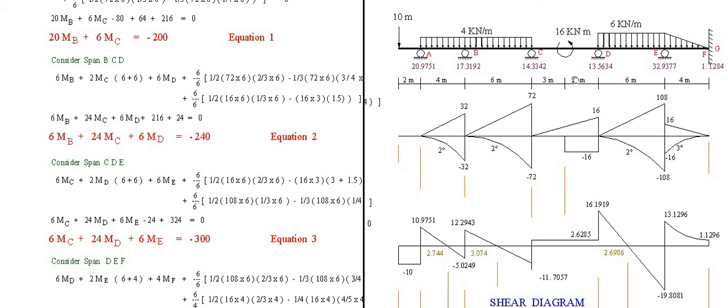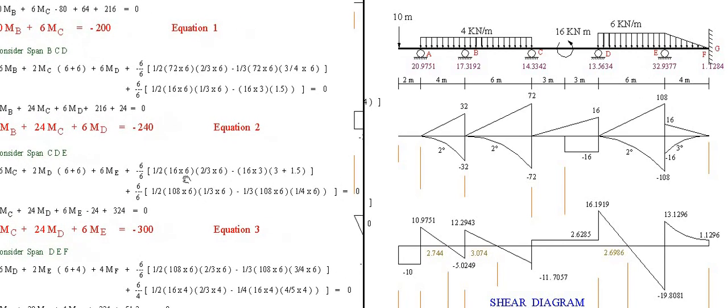Then the sum of the two spans, 6 plus 6. Then the moment on the right of CDE, or E, times span 2, or 6. Then the constant 6 over L1 for the first span, or 6. Then the area is, okay, CDE. This is a triangle, 1/2 times 16 by 6 times 2/3 of 6.